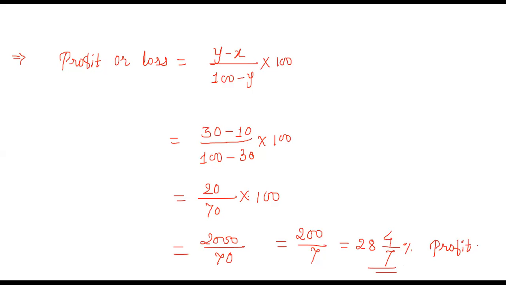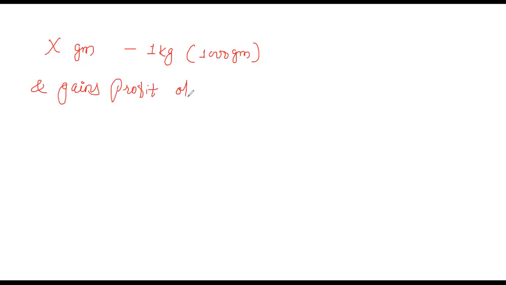Then going to the next shortcut method. If a seller uses X gram in place of 1 kg, that means 1000 gram, to sell his goods and gains a profit of X% on cost price, then his actual gain or loss percent can be calculated.